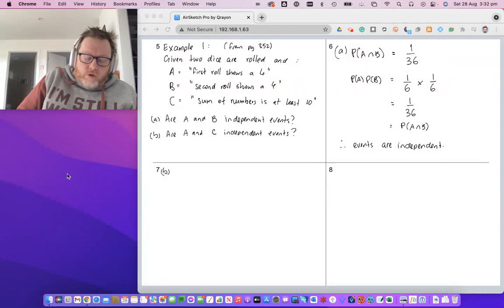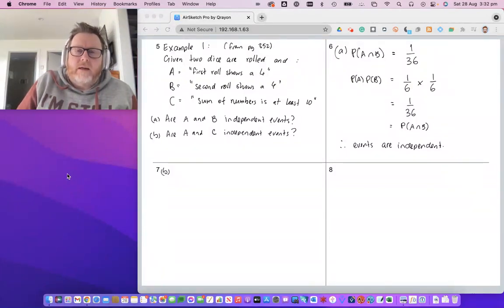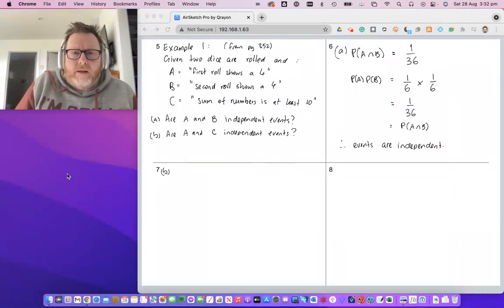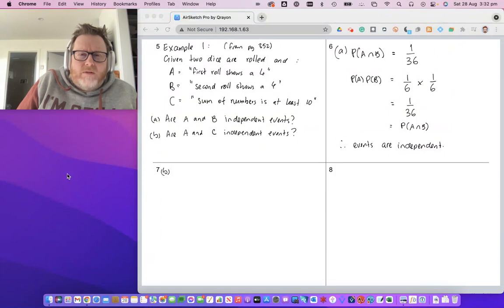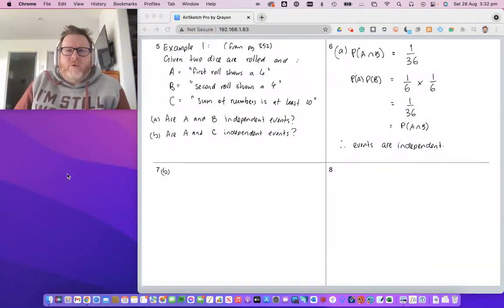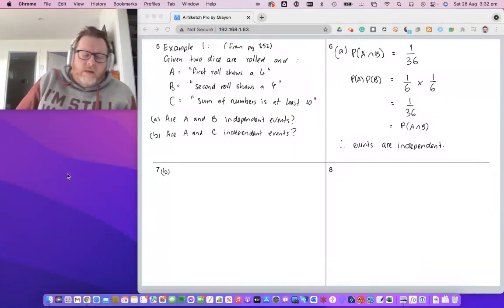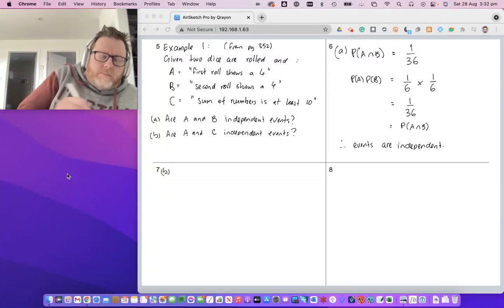Okay, let's have a look at the second one. Now, I reckon personally that the second one is more tricky to see without calculations. Are they independent or are they dependent on each other? It's a sum of numbers at least 10 for event C. So would that depend on whether the first one is a 4 or not? Intuitively, I'd probably almost say they must be dependent, mustn't they? Because you'd need one of them to be a 4. Not always, but sometimes. So let's spell it out.